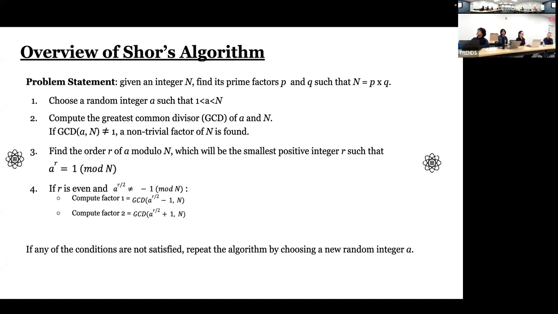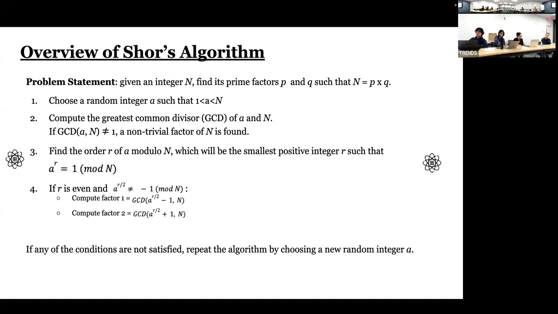You compute the greatest common divisor of a and n. If the GCD of a and n is not equal to 1, a non-trivial factor of n is found. Then this is where the quantum step comes in, step 3, which we'll go through in a second. You're going to find the order r of a mod n, which is the smallest positive integer r such that a to the power of r is equal to 1 mod n. If the order r that you find is even and this condition is met, you compute factor 1 and factor 2 and you have your two factors. If any of the conditions are not satisfied, you repeat the algorithm by choosing a new random integer a.